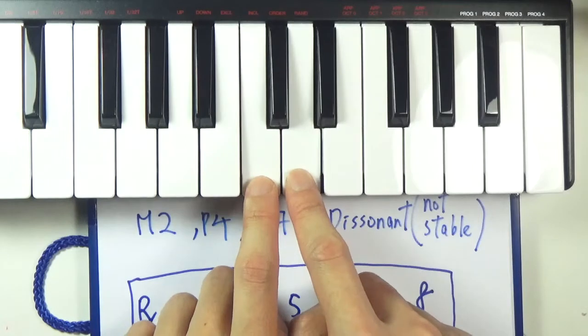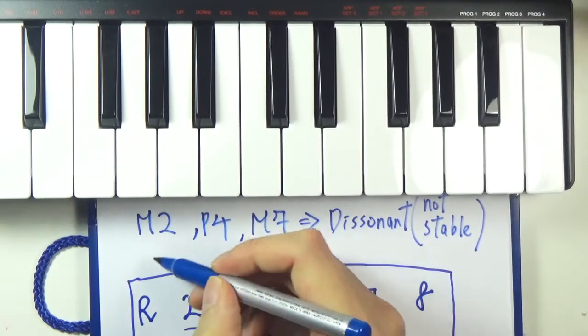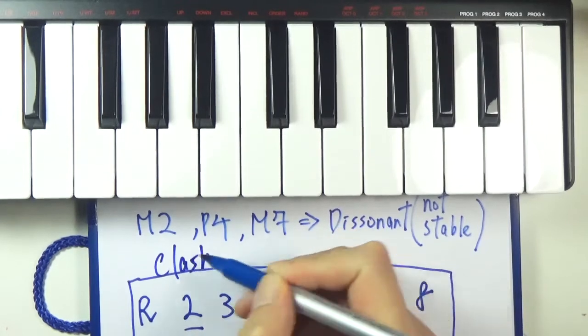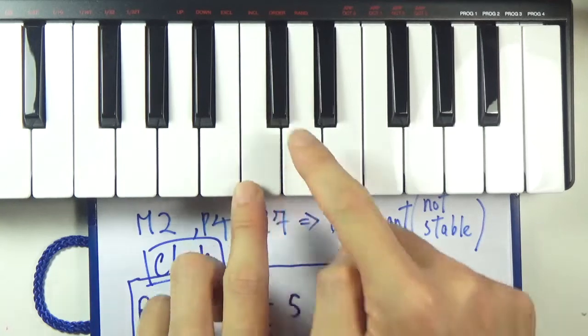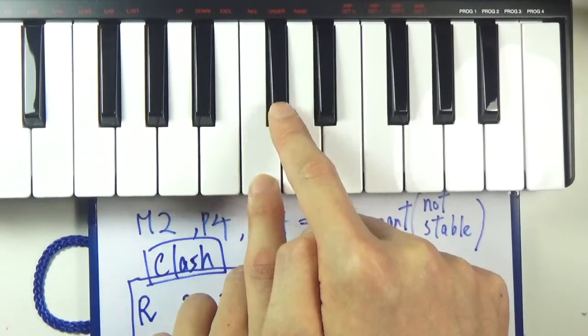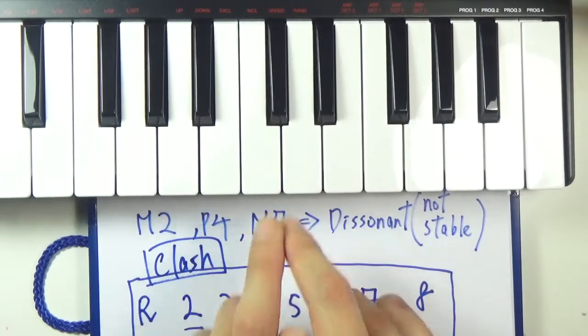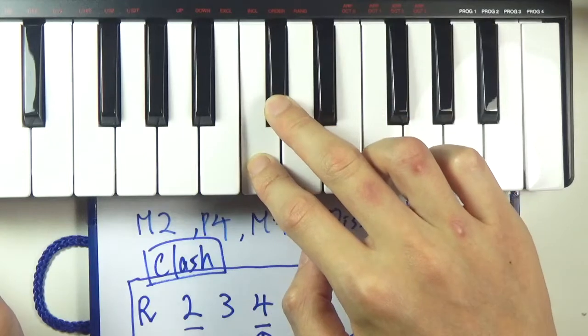They clash. Also, I want to introduce the term clash. When two notes are too close together, they will clash. Actually, the worst clash is the minor second interval. But we don't have that in a major scale, so let's not worry about that too much. Just keep in mind that this one is a big clash.